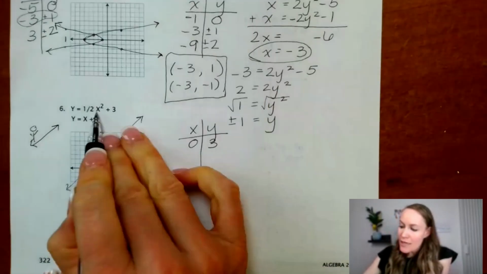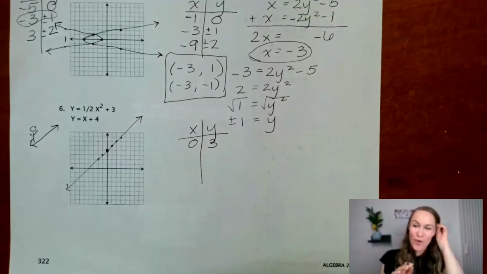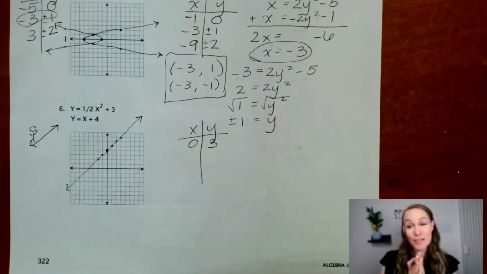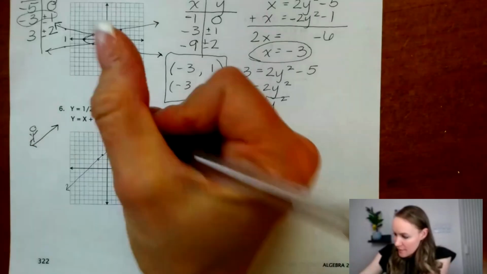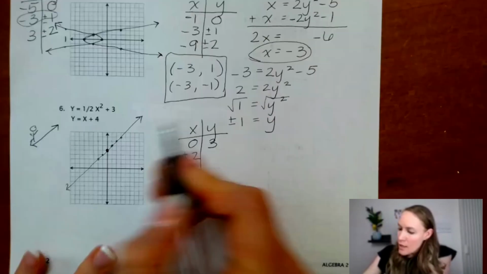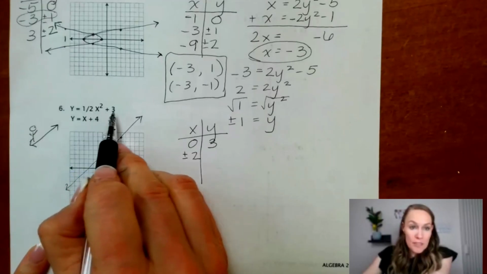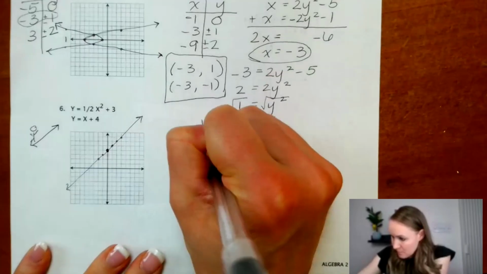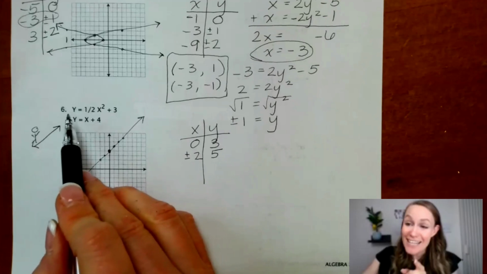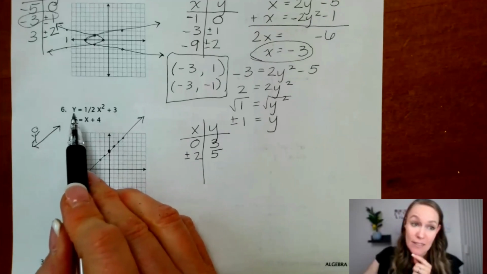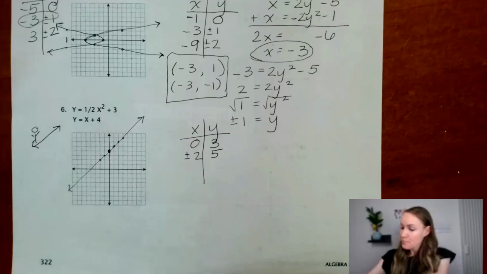If I plug in, I don't want any fractions. So I'm going to plug in 2, because if I plugged in 1, I would end up with a fraction. So let's plug in plus minus 2, right? We can do that at the same time. 2 squared is 4. 4 divided by 2 is 2. 2 plus 3 is 5. So I get 5. Remember, I don't get plus minus 5 because my y value is not being squared in this case. So it's really important to know when I can do plus minus and when I can't.